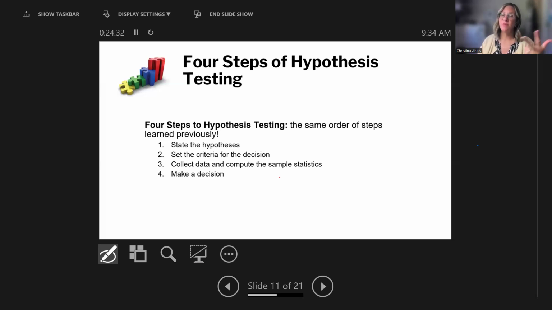Then you're going to use that information and you'll make a decision, but you're also going to report your results in APA results. So remember, within that make a decision is also the APA result. That is extremely important. So as part of step 4.